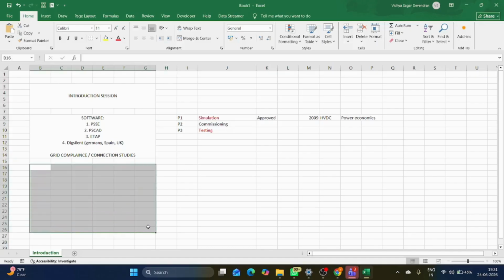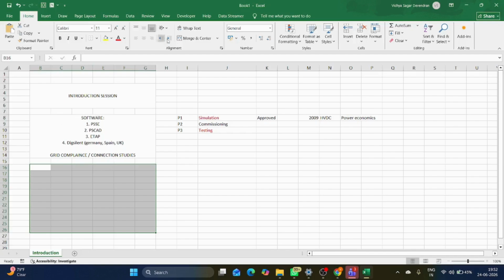We are going to do the grid compliance studies in different software: PSSE, PSCAD, and ETAP. PSSE and PSCAD are in-depth analysis. ETAP, wherever it is applicable, I will tell you. Now we are not going to consider ETAP; we can consider it at a later stage, after PSSE and PSCAD are completed, because it's only small things. We need to concentrate a little more on PSSE and PSCAD.